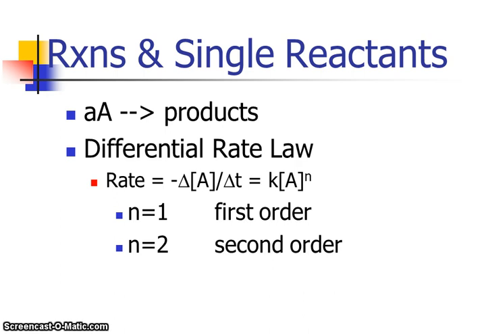If it's second order for a particular reactant, it means any change in the concentration squared gives us the change in rate. And if we say that a reactant is zero order with respect to a reaction, it means that the concentration does not affect the rate of the reaction.